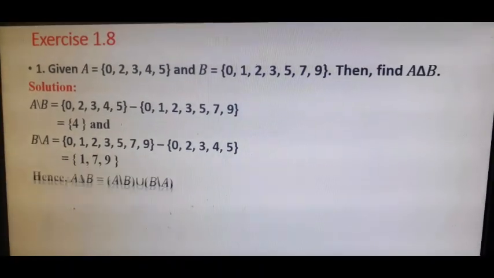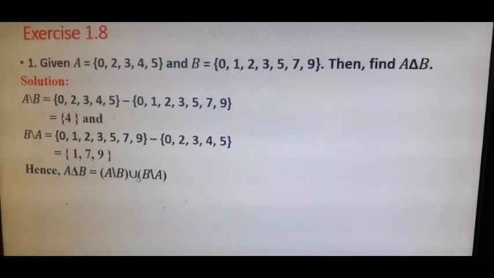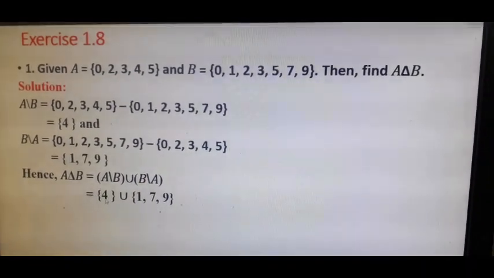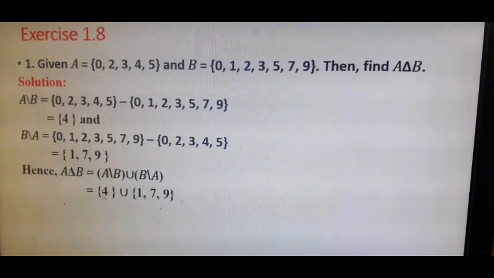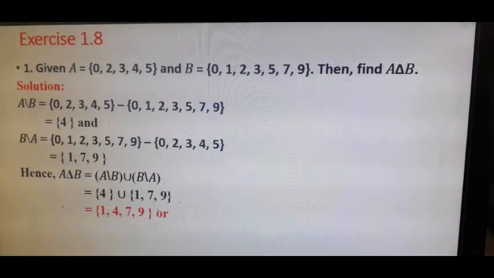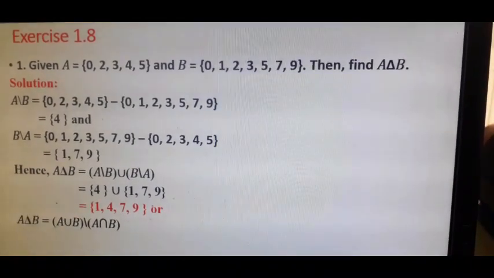Now A delta B is the union of A without B and B without A. For union 1, 7, 9 kana yoo walitti mannee meeqa arganna? 1, 4, 7, 9 arganna jechaadha. Or you can use this formula.